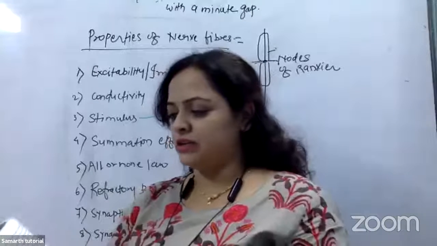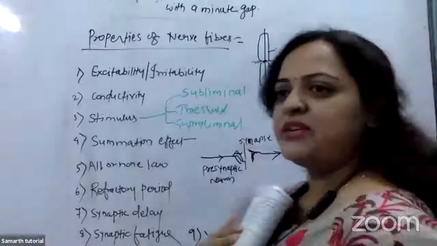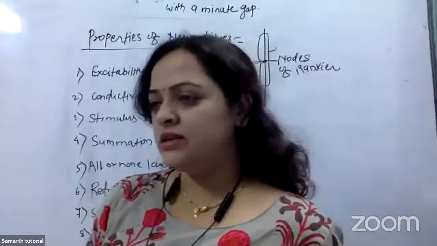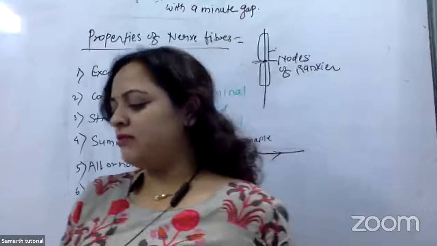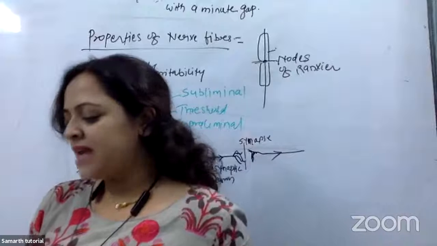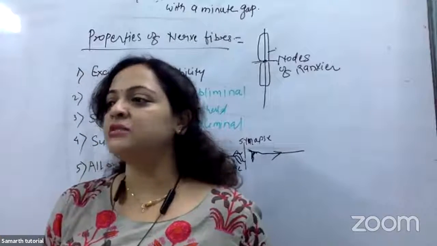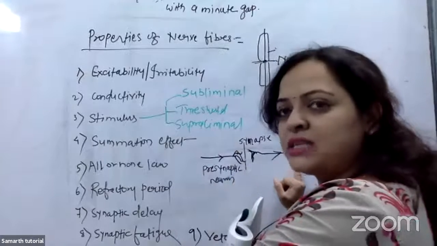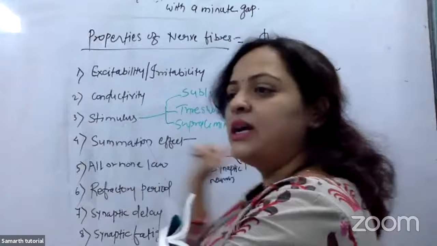This is the synaptic cleft, also called the synapse, and the length of the synaptic cleft is 20 to 30 nanometers between the two neurons. Now the process by which the impulse from the presynaptic neuron is conducted to the postsynaptic neuron is called synaptic transmission. So that's it.